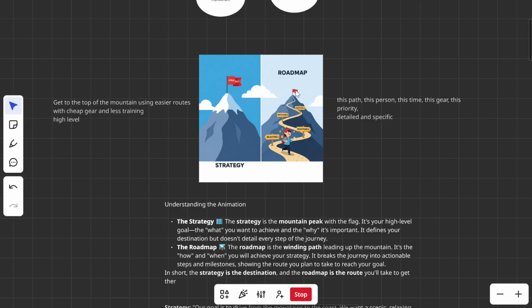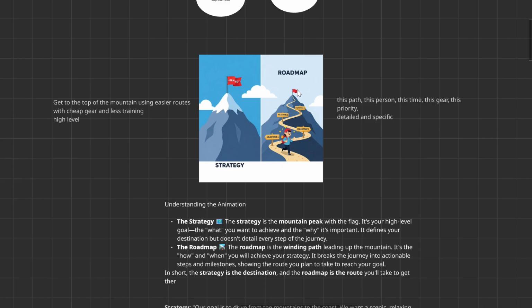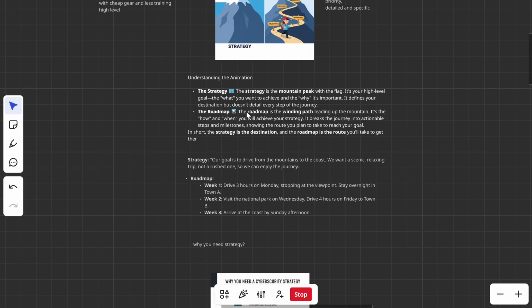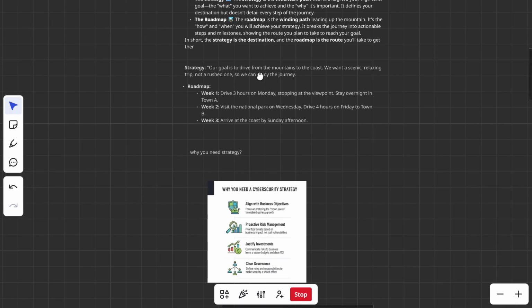And the roadmap is, well, okay, I will be taking this path, with this person, using this time of the year, with this gear and this priority. So it's very detailed and specific. This is more explanation to clear the concept. You can read it if you want to.